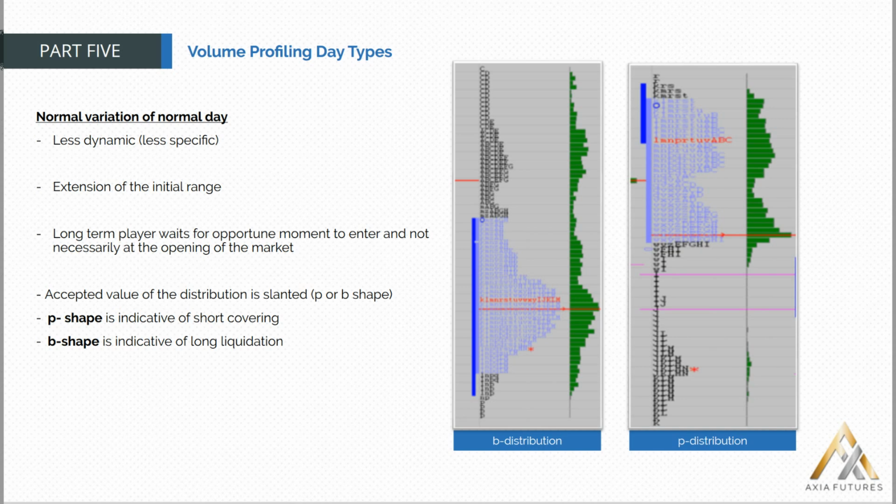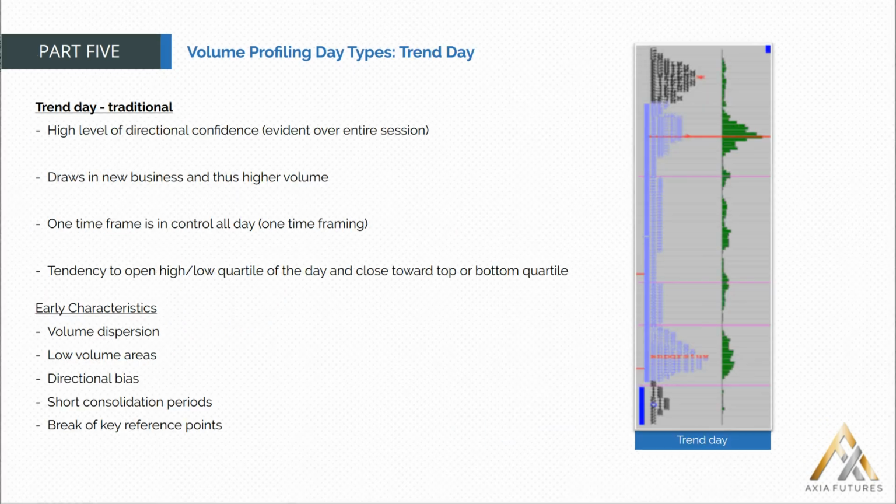We note that the accepted value of the distribution, or where fair value is accepted, tends to look like a B or P shape. Remember, we spoke about these being both shorts taking profit and longs liquidating their positions. The P shape is indicative of short covering, and the B shape is indicative of long liquidation. We'll now talk about our next day type, which will be a trend day type.